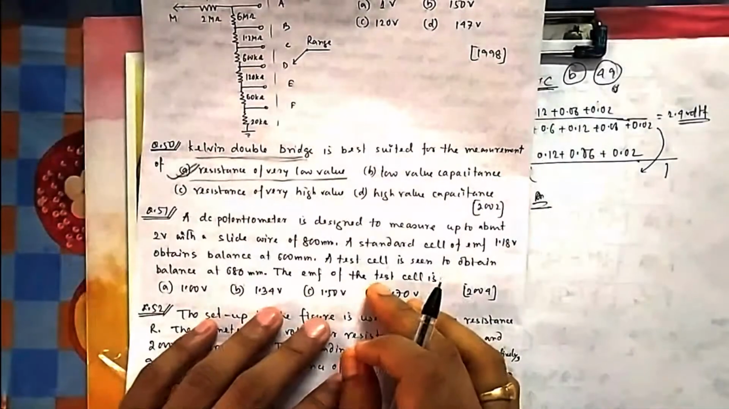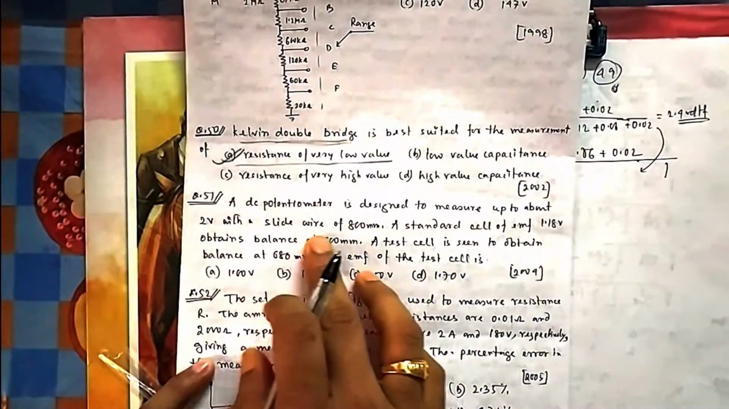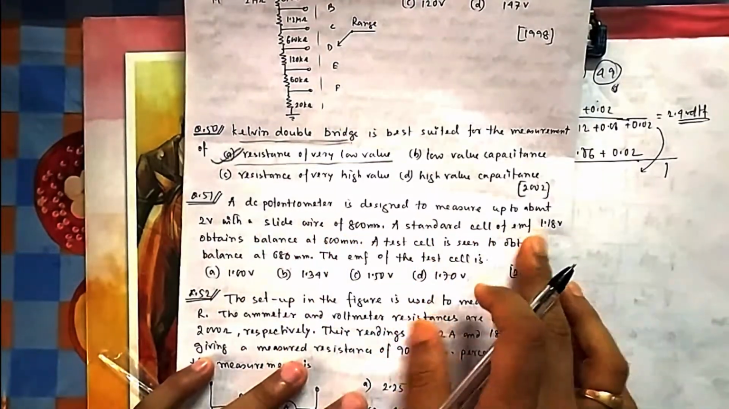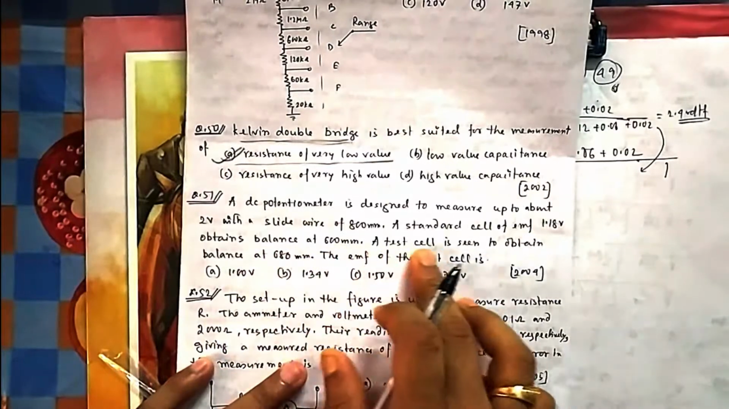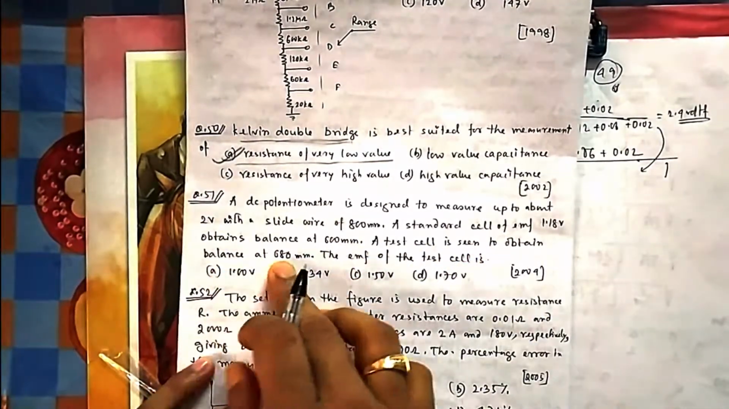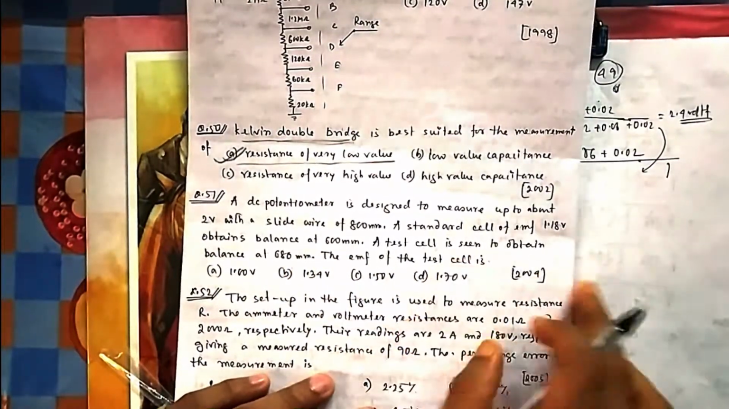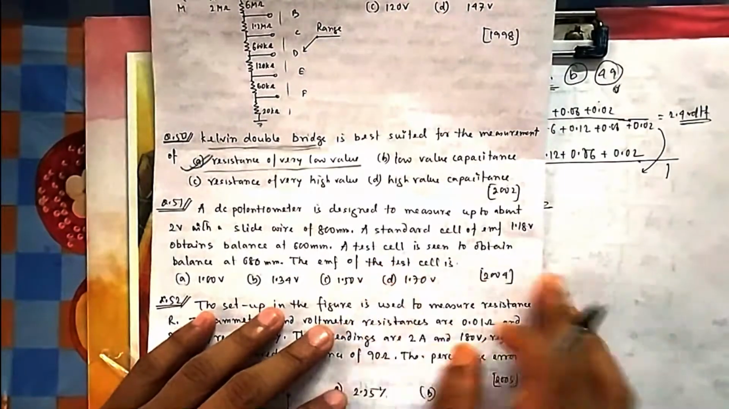Okay, if you see question number 51, what they are asking: a DC potentiometer is designed to measure up to 2 volt with a slide wire of 800. A standard EMF 1.8 obtains balance at 600. The test cell is also seen to obtain balance at 680. What is the EMF of the test cell? So this question we have already done, a repeat question. So you can see questions are repeating also.